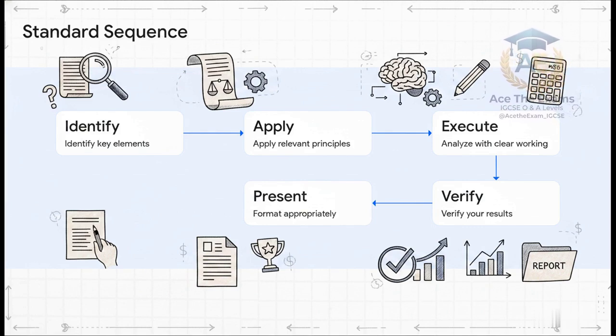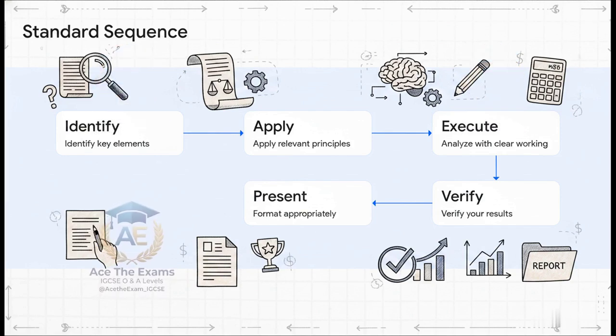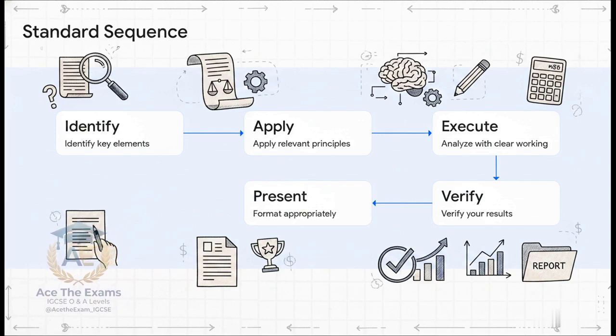Okay, let's get back to it. To secure those method marks, there is a standardized 5-step sequence you absolutely must follow. First, identify the key elements from the provided data block. Highlight your opening balances, your cash book receipts, and your journal entries. Second, apply the relevant accounting principles. This is where you decide if an item impacts the control account or only the individual ledger. Third, execute your analysis with crystal clear working. Write it out. Fourth, verify your results. Does the closing balance make logical sense given the scenario? And fifth, present the information in the appropriate format.